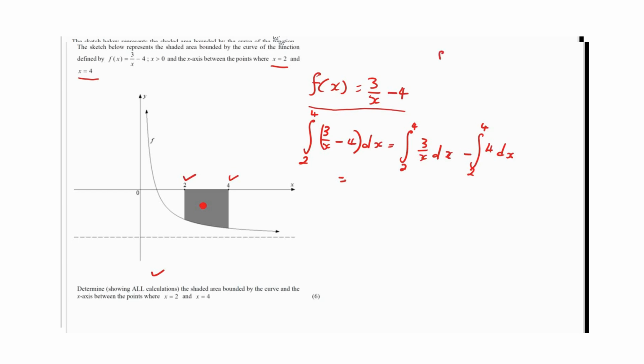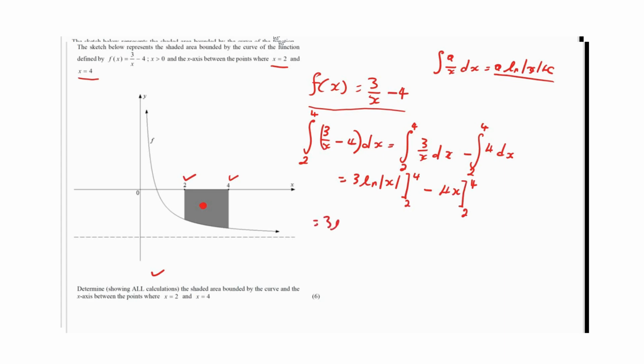Now 3 divided by x, we know that it is rule number 2. Let's remind ourselves of rule number 2: if you're integrating a divided by x dx, this is the same as a into the ln of x plus c. So we're going to apply this rule here. When we integrate, this is going to be 3 into the ln of x between 2 and 4, minus, this is a constant, the integral of 4 is going to be 4x, between 2 and 4. And then you do your substitution.